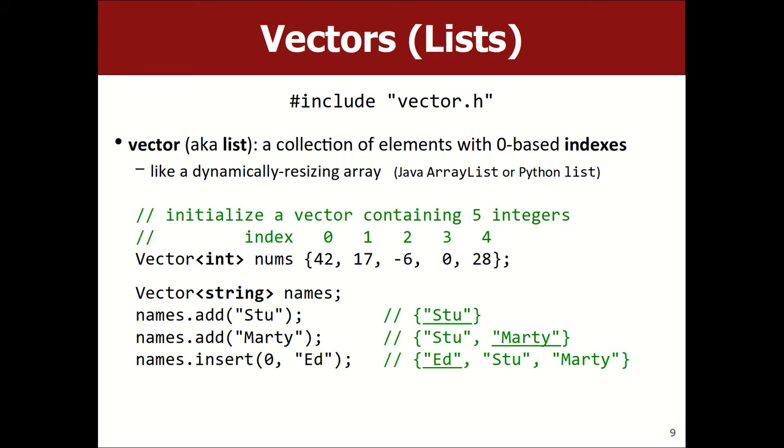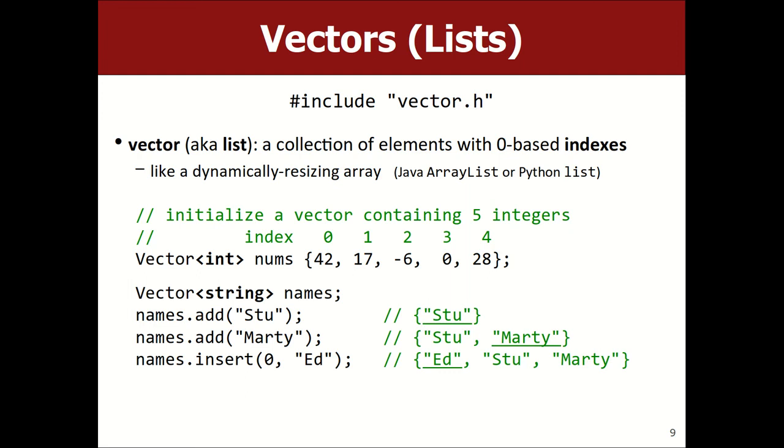A vector is declared by writing the word vector, and then in brackets you put what type of elements you're going to store in the list. So in this case, I'm going to have a list of integers, a list of ints. You give it a variable name, and then if you know what the element values are, you can just write them in curly braces like that, and that gives them the first five indexes, 0 through 4.